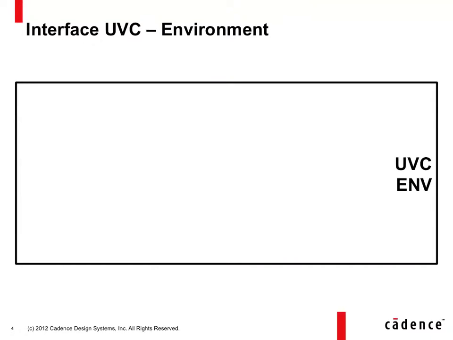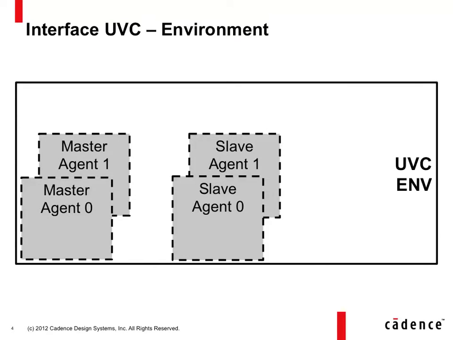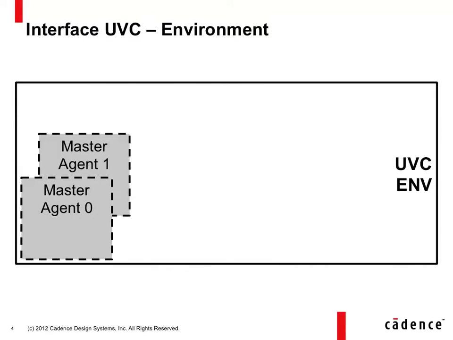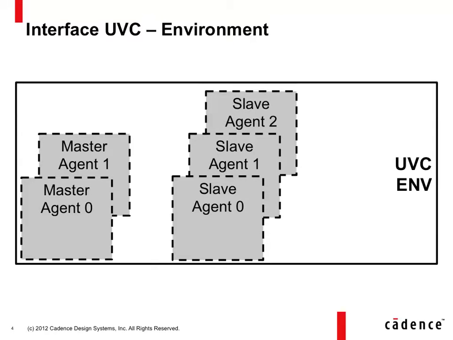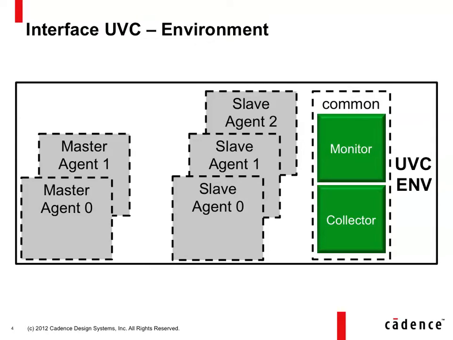So the interface UVC environment basically looks like this. It's this container, and then you can say, hey, I need 2 masters and 3 slaves in this particular case. What you don't see here is that it could also be configuring active and passive and other aspects. As we have a shared bus system here, we can, for example, have a common monitor collector pair, so you don't have to have redundancies. It depends on your particular interface UVC and how you want to structure things.